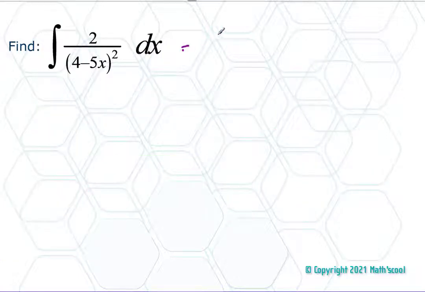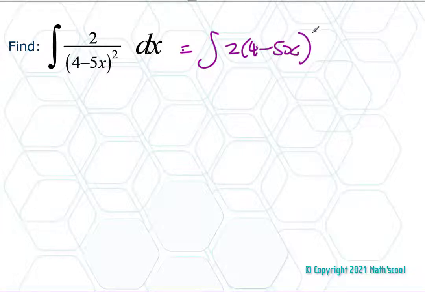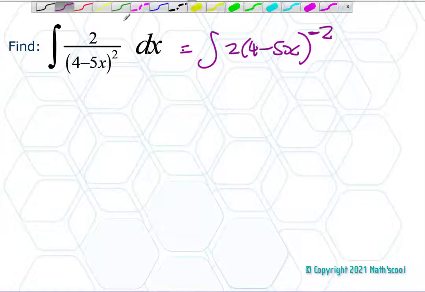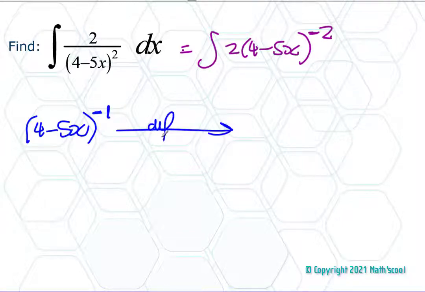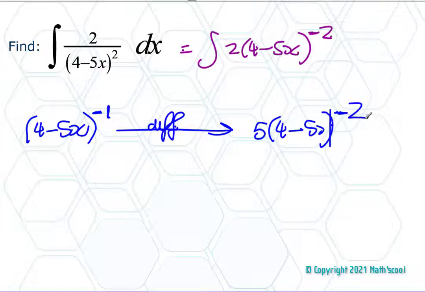I'm going to rewrite this using indices. 2 brackets 4 minus 5x to the power minus 2. And I'm going to guess just by adding 1 to the power of the bracket. So use exactly the same set of brackets, 4 minus 5x, ignoring anything in front of the brackets, and add 1 to the power. Now I'm going to differentiate that. And so it's going to be minus 1 times minus 5, which is 5, brackets 4 minus 5x to the minus 2.